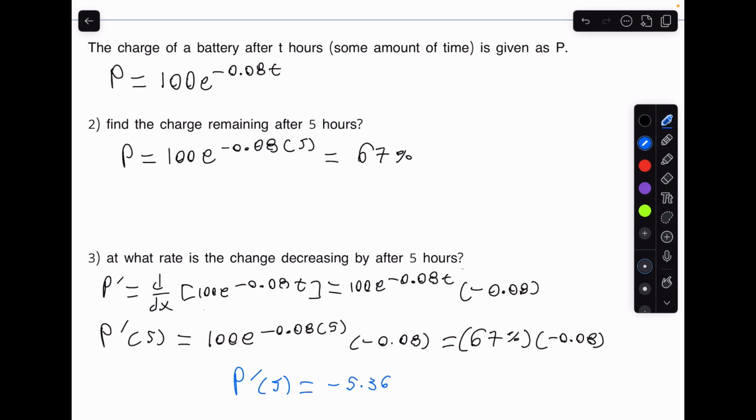So our final answer for P prime at 5 hours is equal to negative 5.36. Now, what does that mean? That's negative 5.36% per hour. Remember, this is a rate. We're not just getting the percent here. We're asked what rate is the charge decreasing after 5 hours? And since we took the derivative, we now have a rate, and that rate is percentage per hour. So the final answer is negative 5.36% per hour.